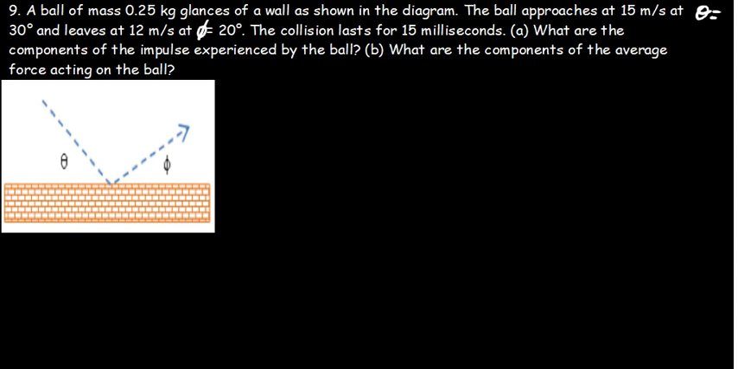Part A, what are the components of the impulse experienced by the ball? Part B, what are the components of the average force acting on the ball? Now here, what we have to remember is that we are trying to find the x component of the impulse. So this phi is just another way of representing the angle. If you have got two angles, they are going to use theta and phi. So that is phi, which is 20.